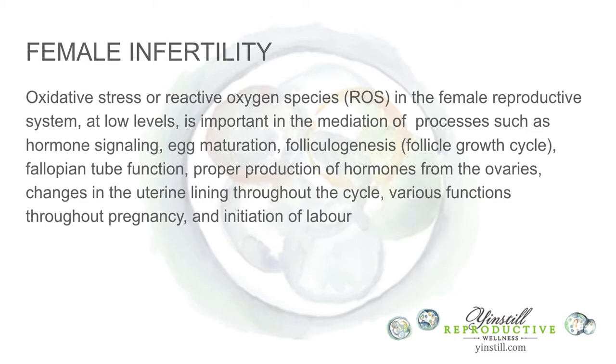But moving on to female fertility, as with male fertility, oxidative stress or reactive oxygen species in the female reproductive system at low levels is important in the mediation of processes such as hormone signaling, egg maturation, folliculogenesis, fallopian tube function, proper function of hormones from the ovaries, changes in the uterine lining throughout the cycle, various functions throughout pregnancy, and the initiation of labor.